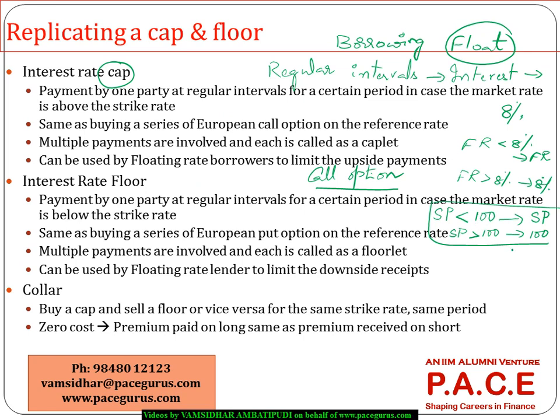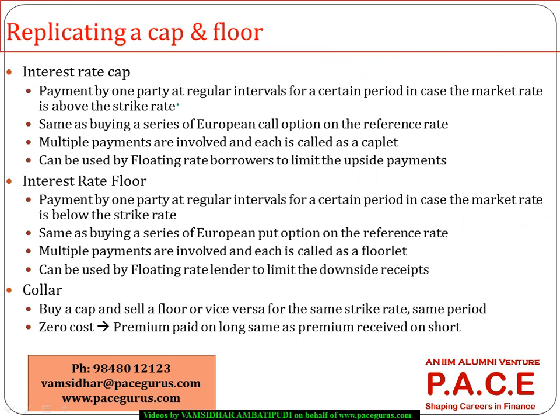In other words, in case the stock price is greater than 100, then stock price minus 100 is the payoff, whereas when the stock price is less than 100, 0 is the payoff. Same logic again: if the market rate is greater than the strike rate, which is 8%, then the difference between the two is the payoff, otherwise 0 is the payoff. So you can see there are a lot of similarities between the interest rate cap and a call option on a stock.